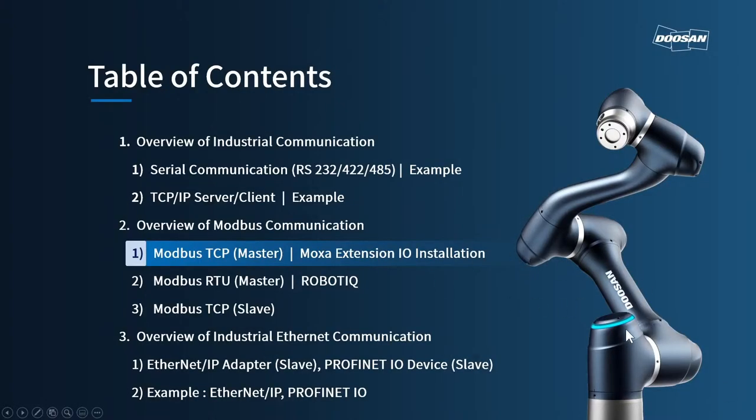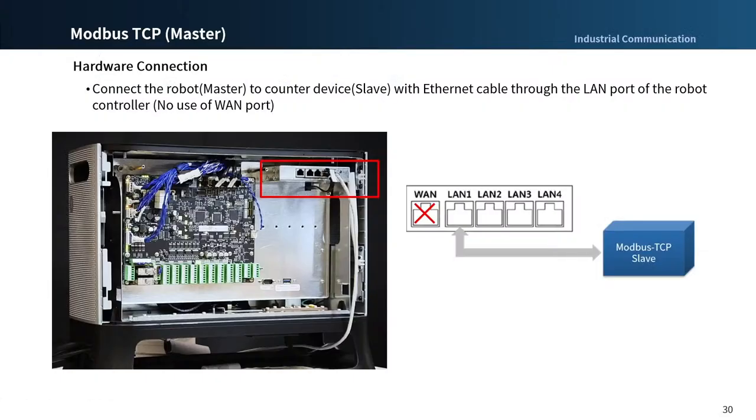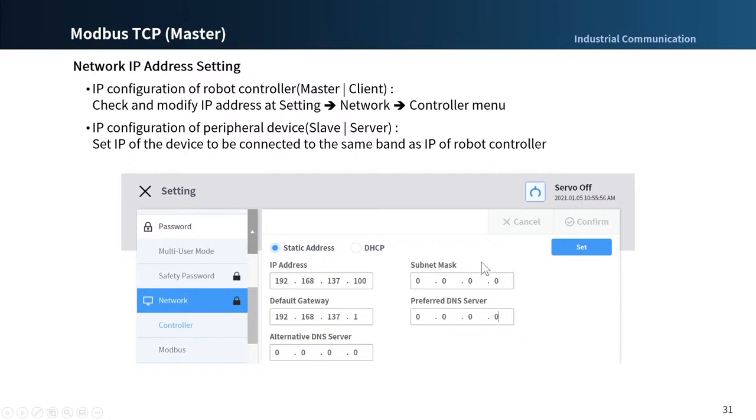And now I want to introduce our Modbus TCP master function, and I want to show you some Moxa extension I/O as an example. For using the Modbus TCP master, you have to connect a LAN cable to our controller. Connect the robot to the counter device with an Ethernet cable through the LAN port of the robot controller. Do not use the one port.